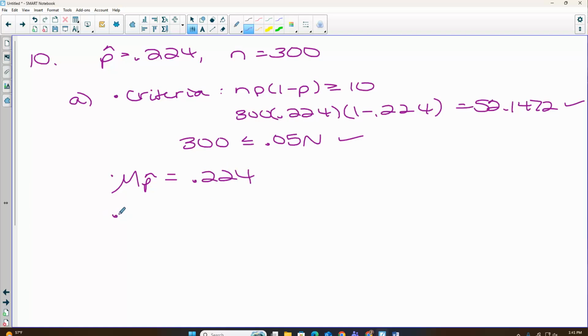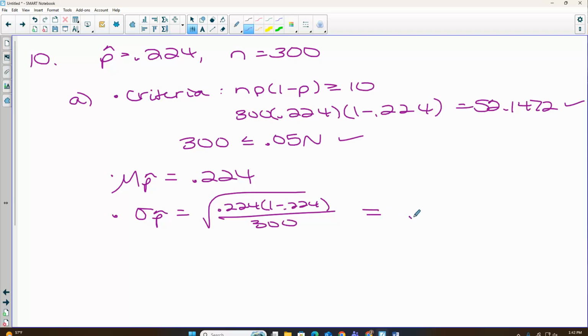Right? And then our standard deviation, what do we do? Square root of p times 1 minus p divided by n, from the formula sheet, and we get 0.024. You can keep more decimal places if you want. It would round up to 1 after that.